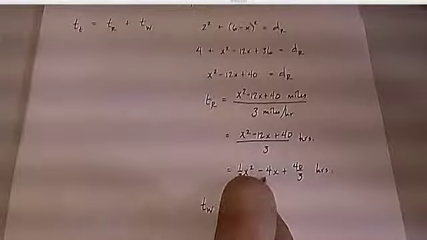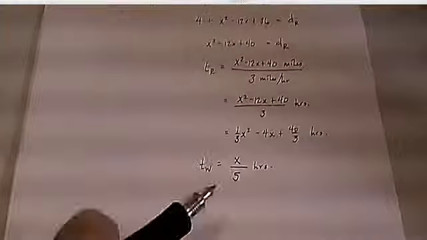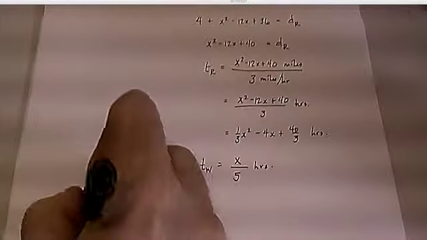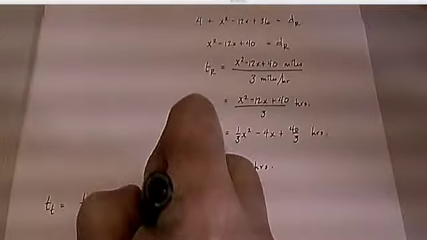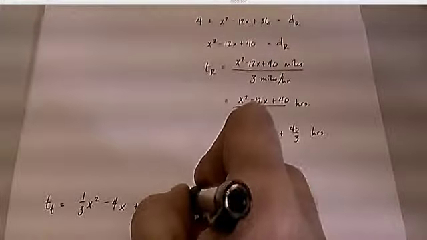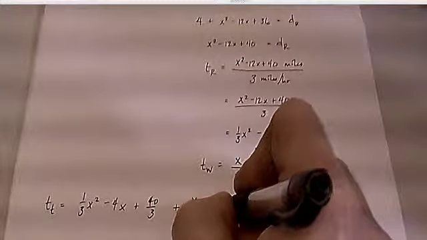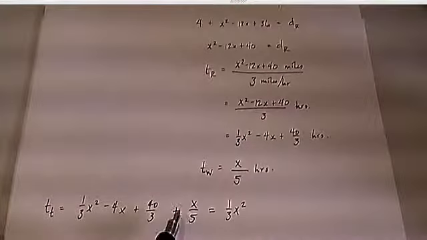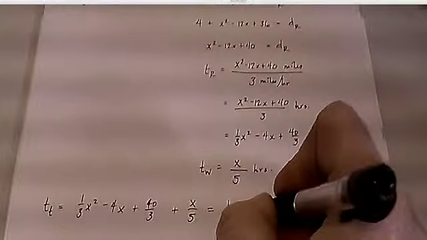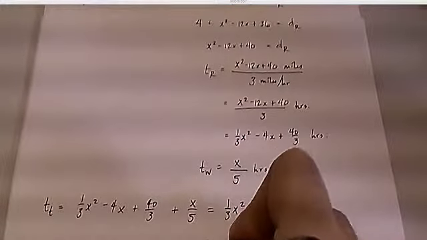Well, when you combine them, we're going to say the total time is equal to 1/3 x squared minus 4x plus 40 thirds plus x over 5. And we'll go ahead and simplify that again. If I have negative 4, that's negative 20/5, plus 1/5 is negative 19/5 x plus 40 thirds. And the total time, if I go ahead and take the derivative, is going to be 2/3 x minus 19/5.